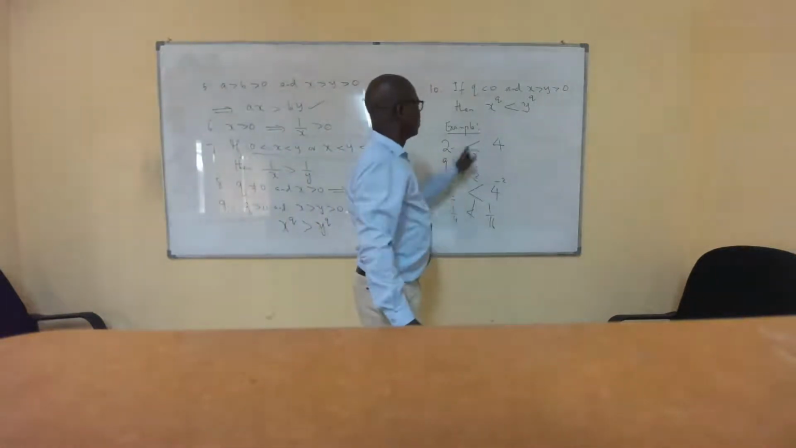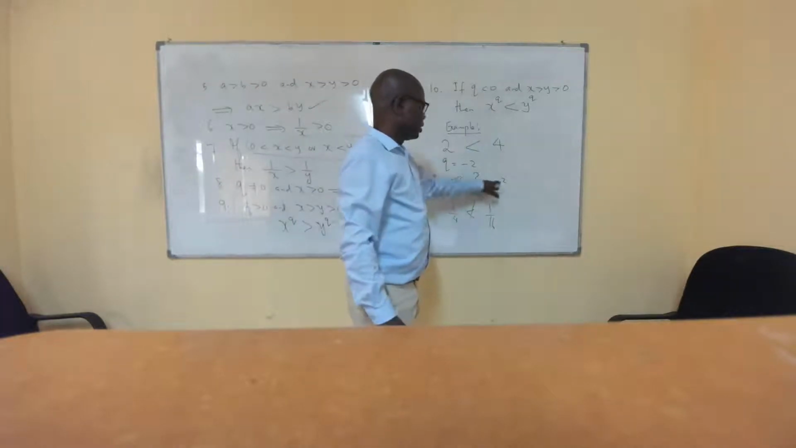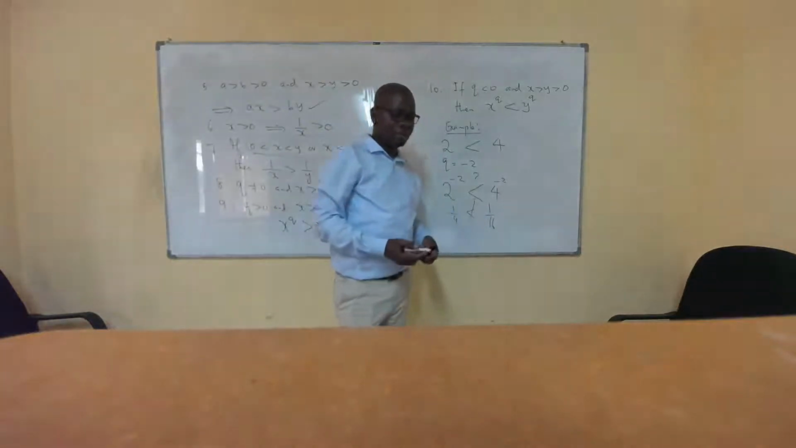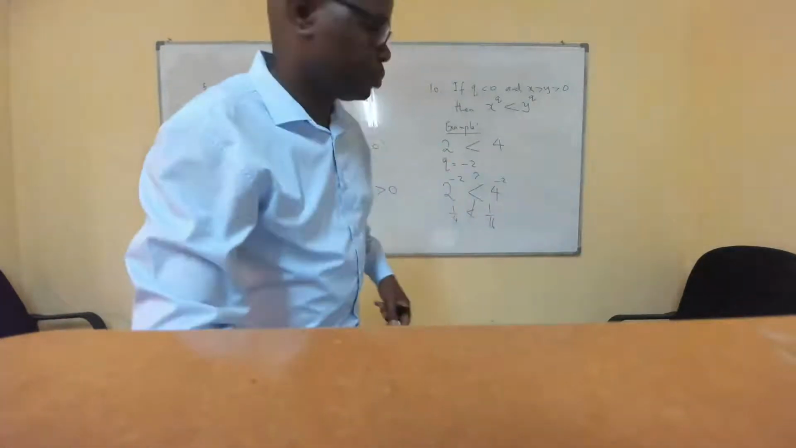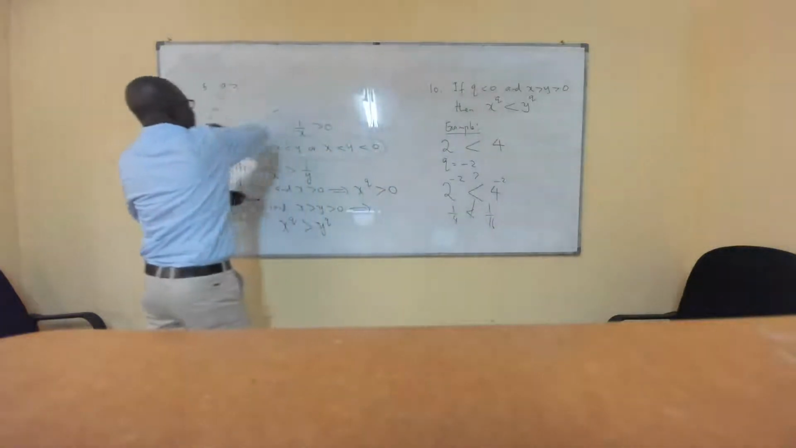It's because we have disobeyed what this is saying. So when raising both sides to a negative power, this inequality symbol must be reversed too. So that is very, very important. It must be reversed.